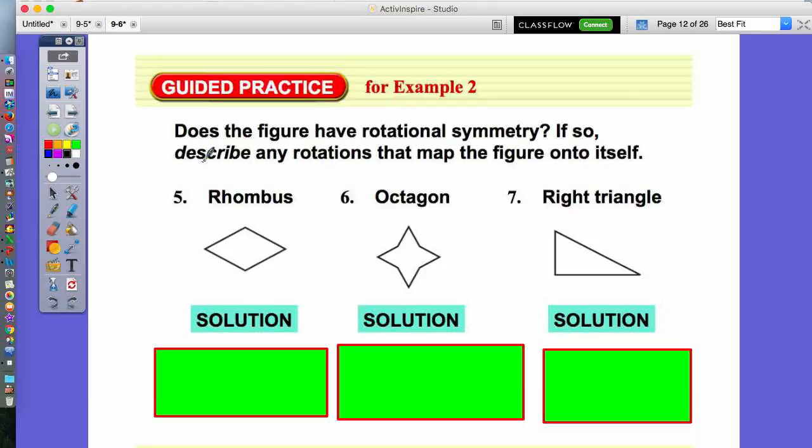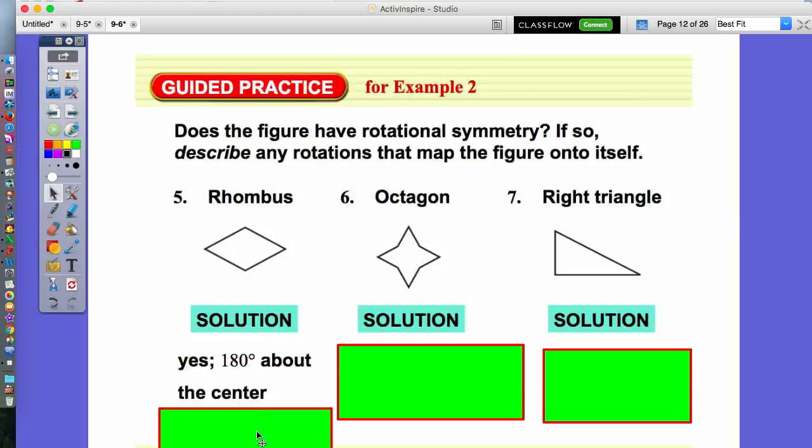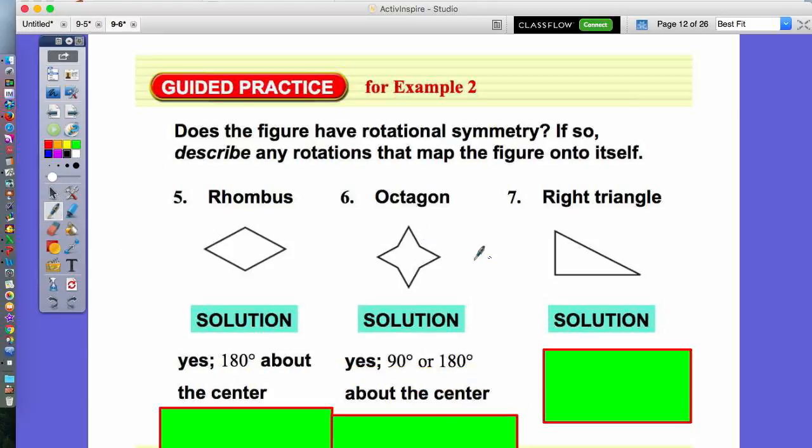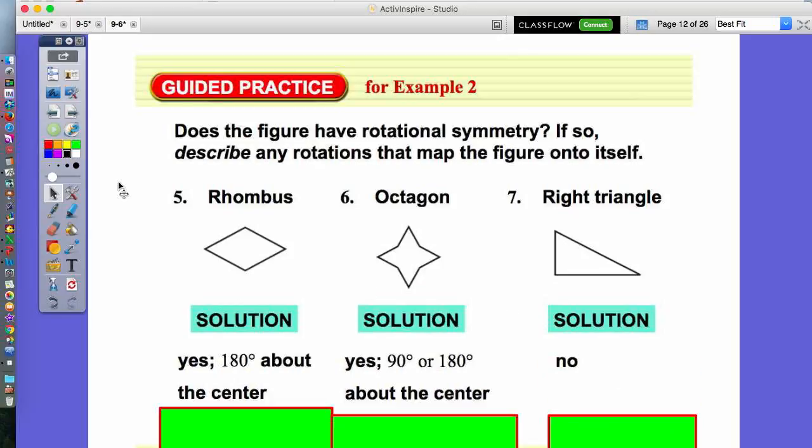Let's look at some more examples and you can try and solve these. This rhombus has two lines of symmetry. So 360 divided by 2 is 180. It has 180 degree rotational symmetry. This octagon actually has 4 lines of symmetry. And if you're having trouble seeing those, it's there, there, and then through these. 360 divided by 4 is 90, so it would have rotational symmetry at 90 and at 180 degrees. This right triangle has no rotational symmetry.